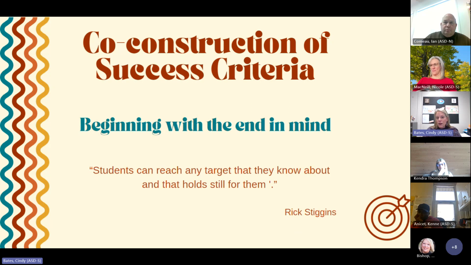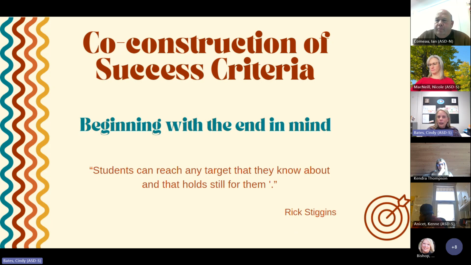And the students need to know that as well so that they can actively participate in the learning process. And so the other piece is that it holds still for them. If the criteria change, then we need to have students be aware of that as well. And that's okay. Criteria can change. Sometimes the assessment criteria change because we're learning as we go as well.